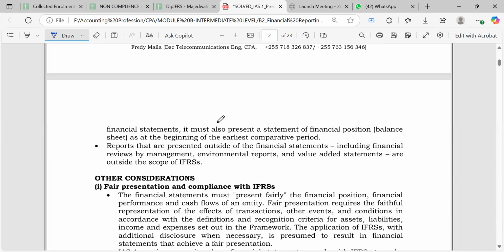The financial statement must also present a statement of financial position, the balance sheet, at the beginning. We learned that yesterday, right? You say that you have to present at the beginning of the earliest period presented. Do you remember this statement? Earliest period presented. Good. Whereas we need to start, instead of starting on 31st December, we start on 1st January.